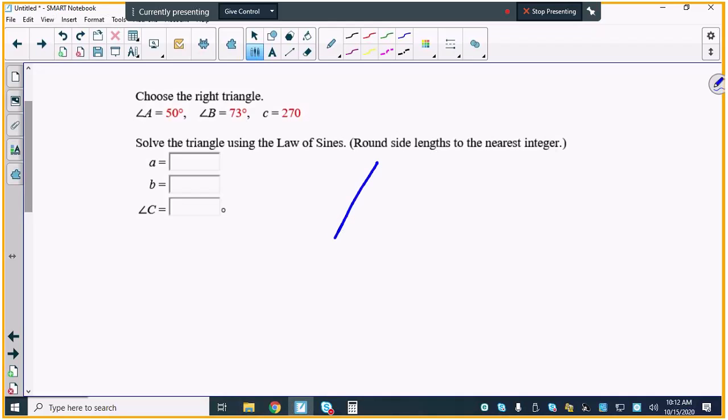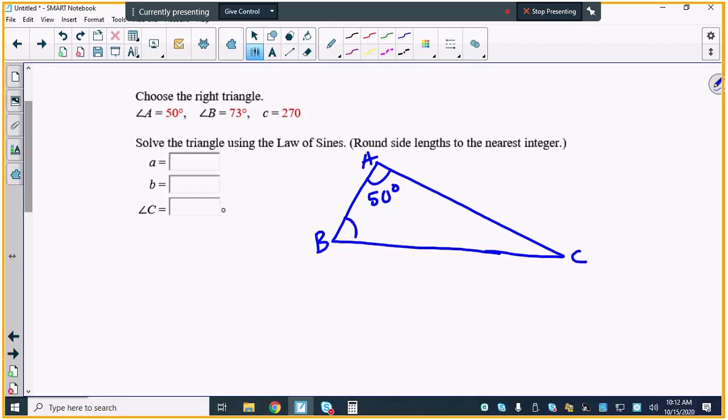So draw an arbitrary triangle, not in any particular shape. And then you call the angles A, B, C out. It doesn't matter which one is what, just label them and then talk about their measures given. So this is A, and that's 50 degrees for me. This one is 73 degrees. And I have been given the length of the side C. Remember, the side C is the side opposite to the angle C, which is 270.